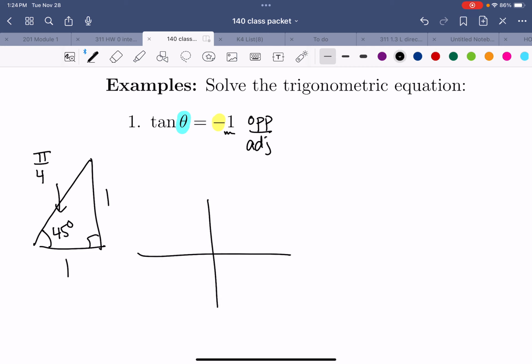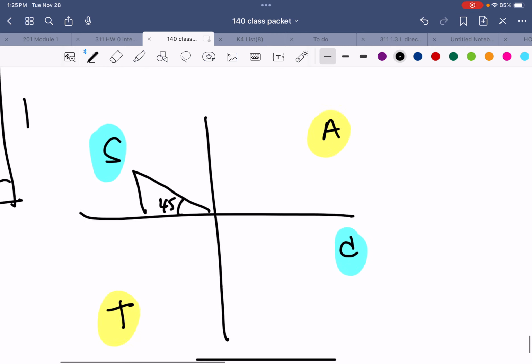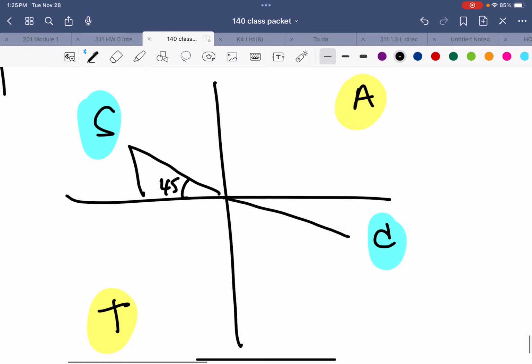So let's see, C-A-S-T. That means tangent is positive in A and T, all and tangent, and so it's going to be negative in C and S. So that means we're putting 45 degrees here, and we're putting 45 degrees here. That does not look like 45, but you get the gist of it. Let's try again. There we go.